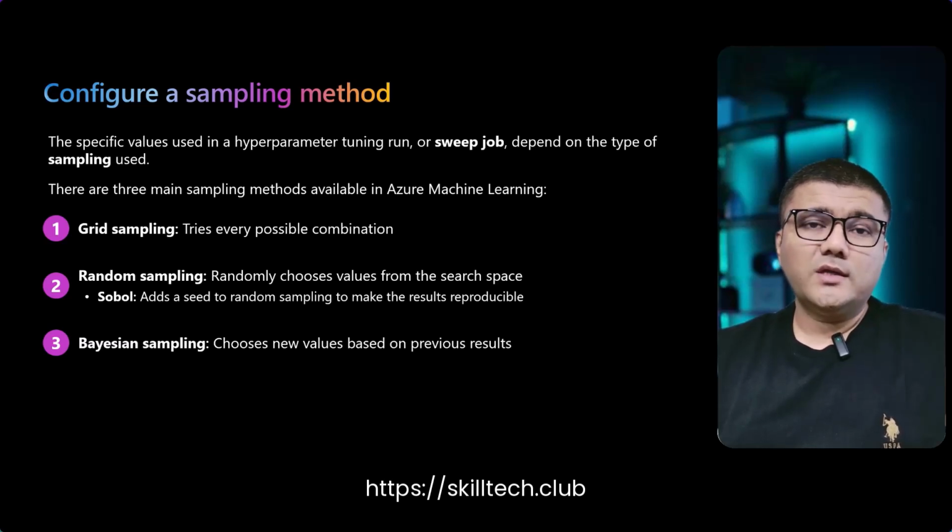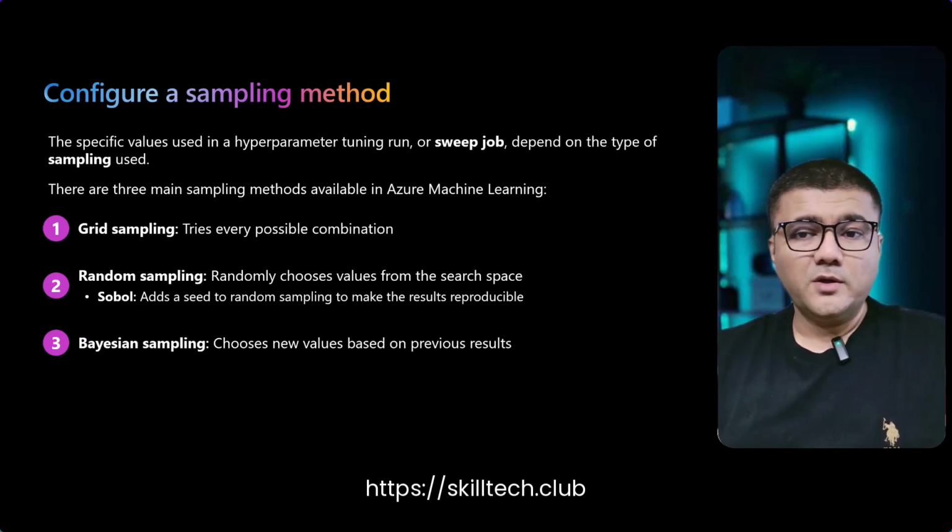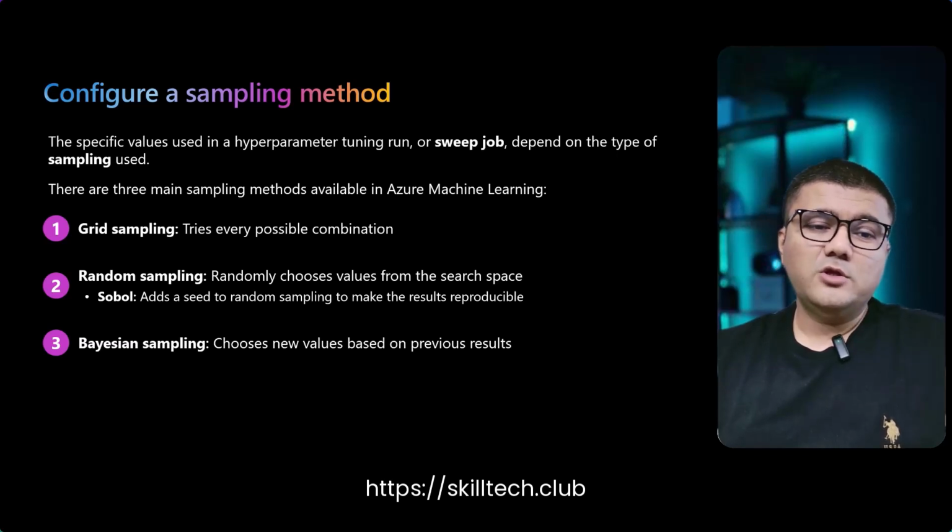The second one is random sampling, which is basically going to randomly choose values from the search space you have given. In this case, there is one specific method called Sobol. Maybe you have heard about this word because it's a very popular one. Sobol is a variation of random sampling, which adds a seed to random sampling to make the results reproducible. The third one is Bayesian sampling, which chooses new values based on the previous results.